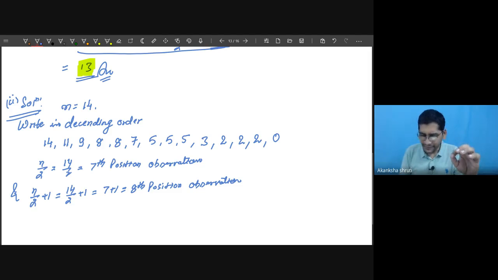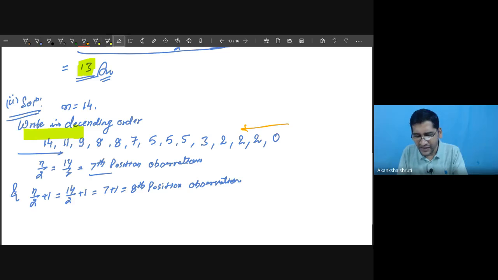Get it? But keep in mind, this 7th and 8th you must count from the same end. Say 7th, if you are counting from this end, the 8th also must be counted from this end. Otherwise, if you are counting the 7th from the left end and the 8th from the right end, then the two data will coincide. So count the 7th and 8th from the same end.